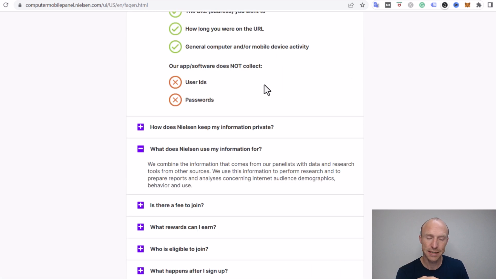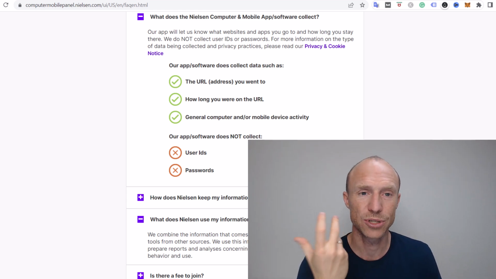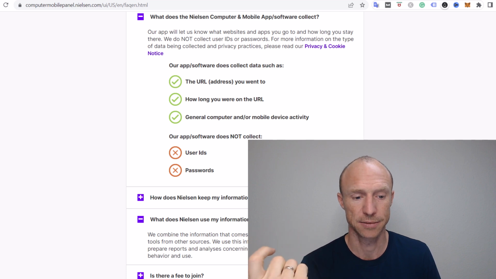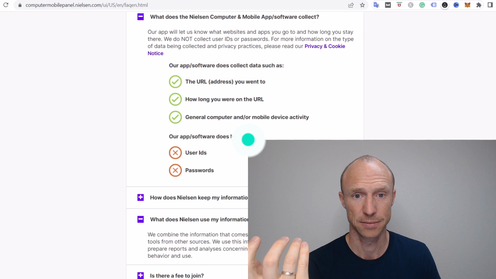But all this information can be used to improve different services and websites, and that's why market research is valuable for different companies. They're willing to pay Nielsen for this data to help them improve their companies and services, and that is why we can also get paid to participate in this. But let's then also go over, of course, how much you can earn and how you can get paid.